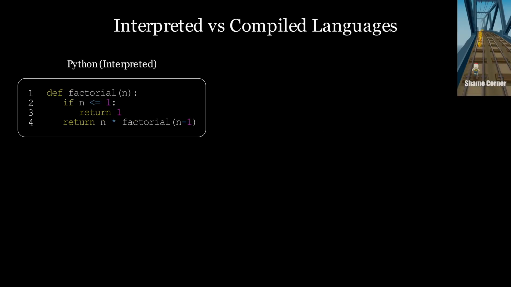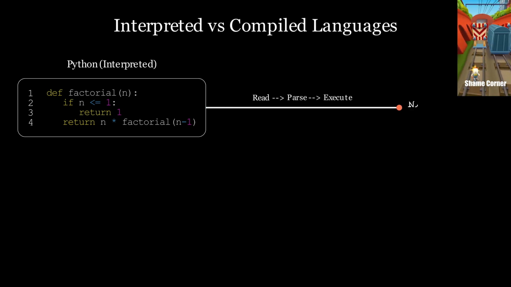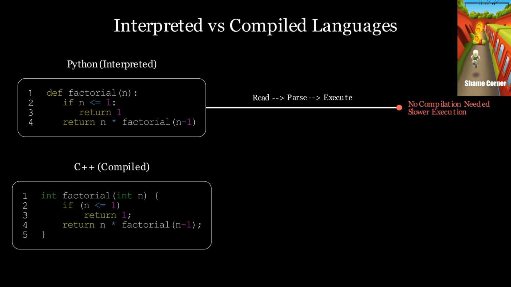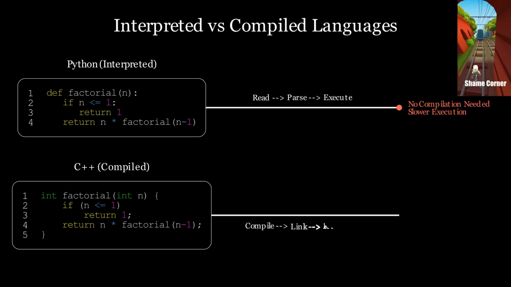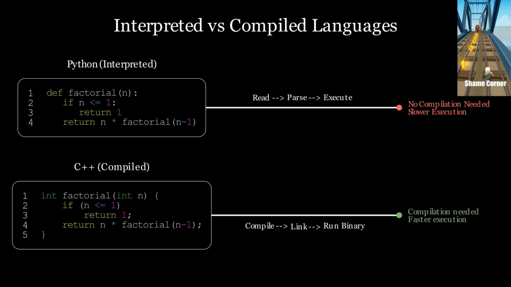Okay, so the first step is to decide, do I make it an interpreted language or a compiled one? An interpreted language like Python reads the file, then parses it, then executes it. This results in no compilation needed but slower execution. A compiled language compiles the code, links it, then runs the binary, which needs compilation but is faster in execution. For simplicity's sake, I will make it an interpreted language.